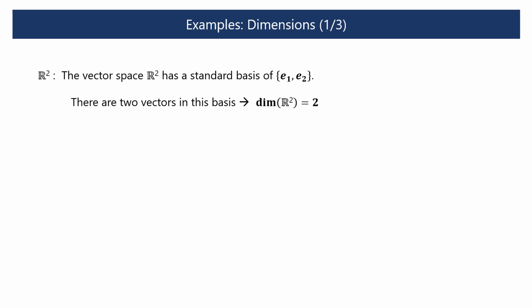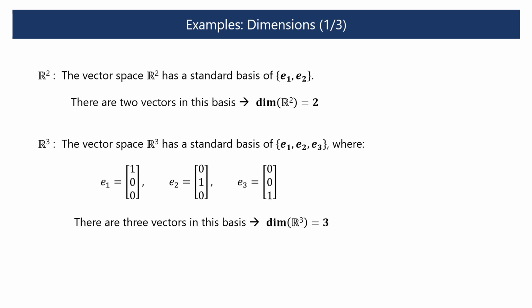Let's see some examples of dimensions. First example. The vector space R2 has a standard basis of e1, e2. Since there are two vectors in this basis, the dimension of R2 is 2. Second example. The vector space R3 has a standard basis of e1, e2, e3. Since there are three vectors in this basis, the dimension of R3 is 3.